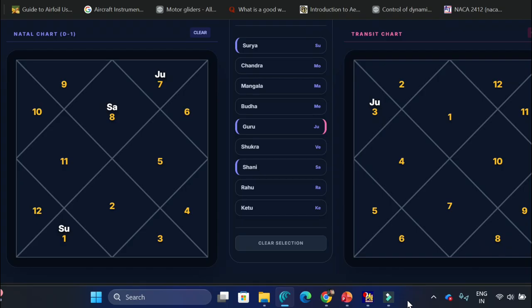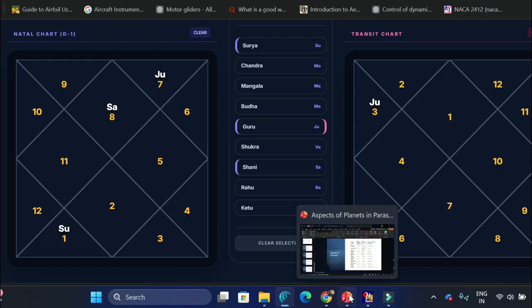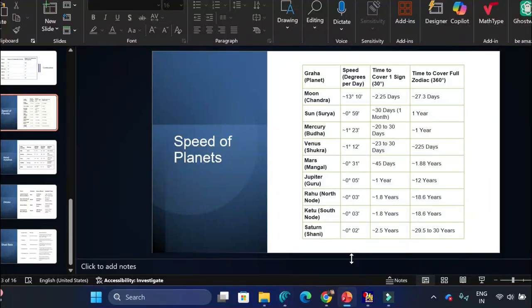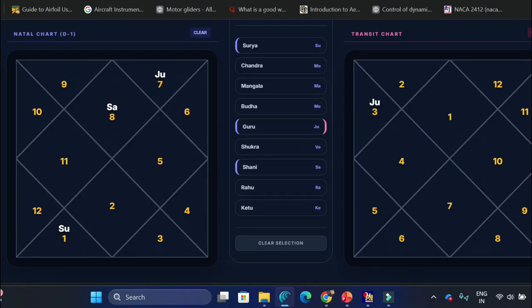Now, what are other slow planets? Mars, no, no, slow. Rahu and Ketu. How much time do Rahu and Ketu take? Approximately 1.5 years in each sign. It's 18 years to be more correct, 18.6 years for 360 degrees. Approximately 18 years. Okay, so 1.5 years in each sign.